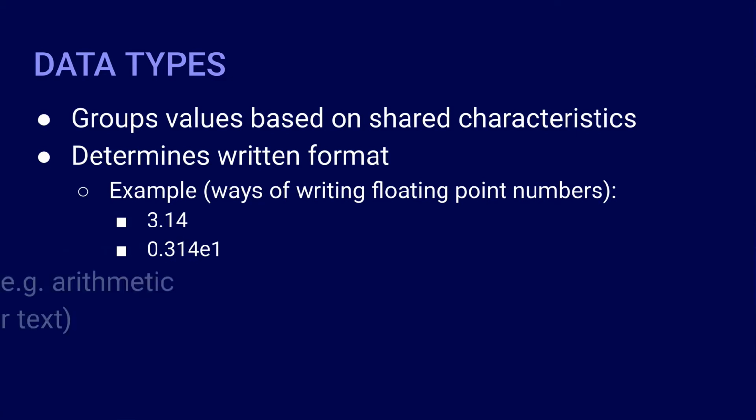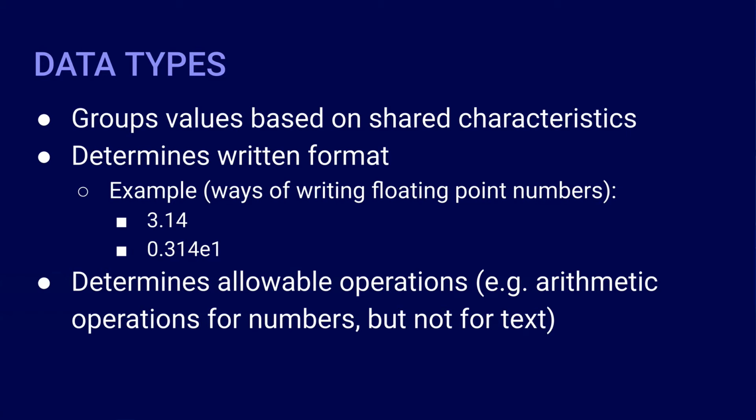Data types also determine the kinds of operations that can be performed on their values, like how arithmetic operations are allowed for numbers but not for text. Different programming languages define their data types in different ways. Although we're looking at data types specifically in the Python language, there are some concepts here that carry over to other languages, but know that they will not be 100% the same.